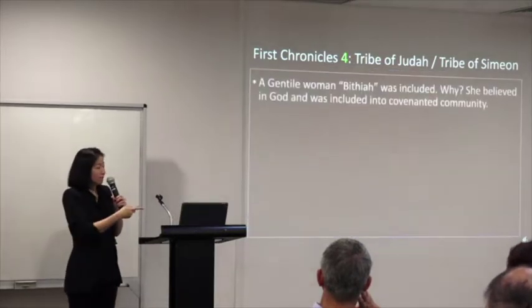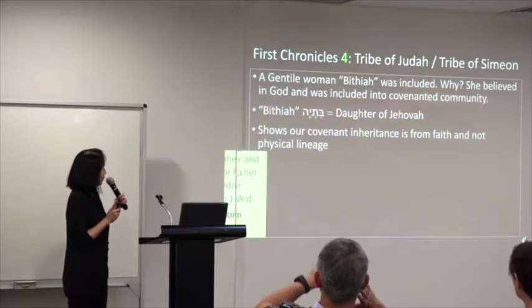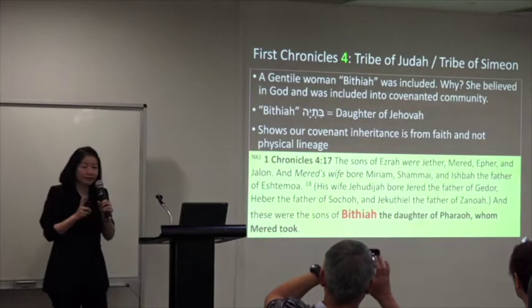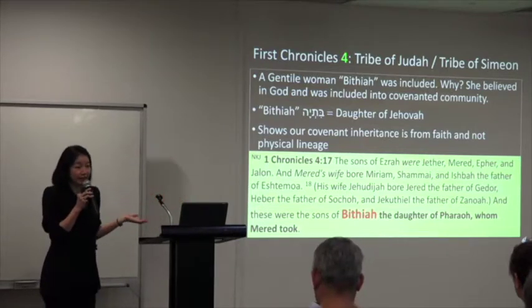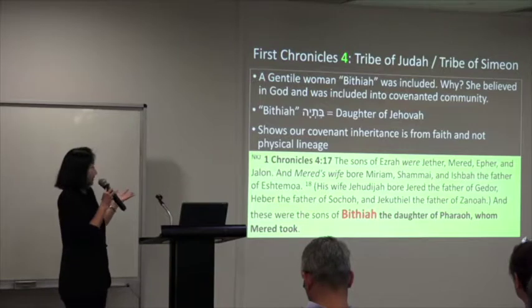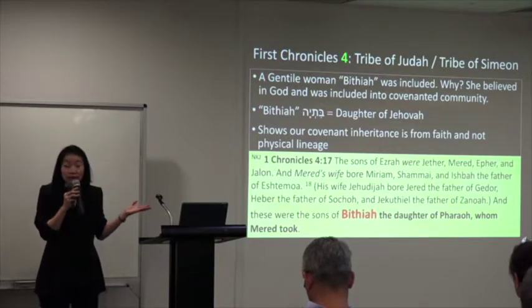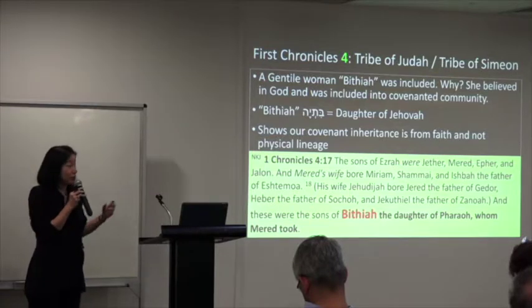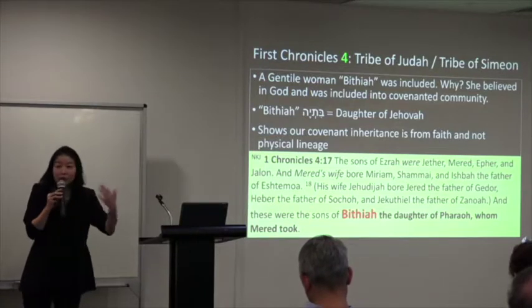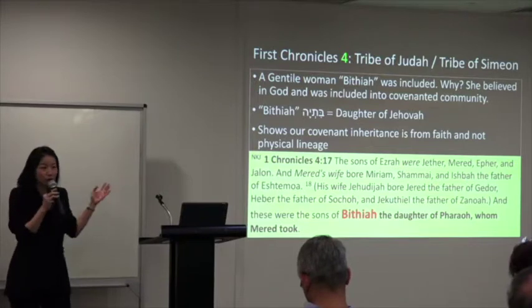So one more point before talking about Simeon is that in this chapter, there is a Gentile Egyptian princess called Bithiah who was included. Who is this Bithiah? She was included because she believed in God and was included into the community of faith. And a lot was written about her.